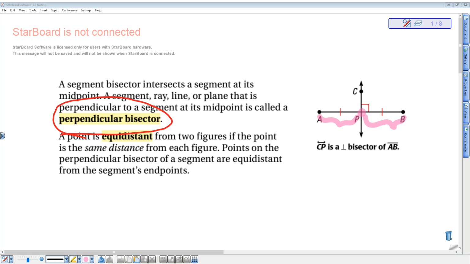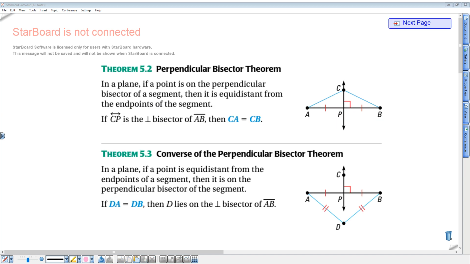So they use the word equidistant from the two figures. Point P is equidistant from either side, A or B. So this is a fairly easy definition. We're just using a lot of words we used before again and again. So why do we learn this? Of course, there are going to be two theorems involved. There's a perpendicular bisector theorem.